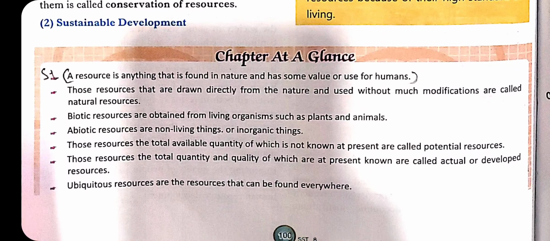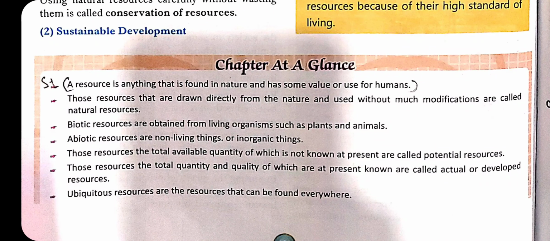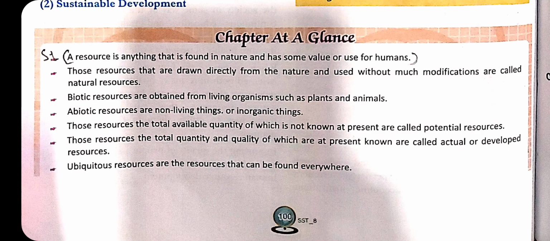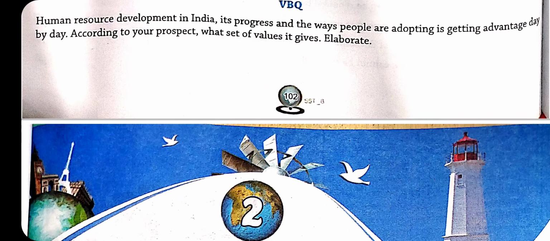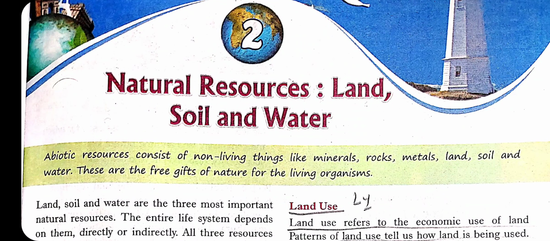So, in this chapter, we have discussed biotic and abiotic resources and ubiquitous resources. So the chapter is complete, and the next chapter is natural resources: land, soil, and water.